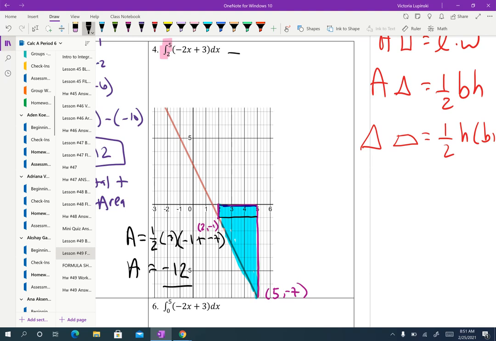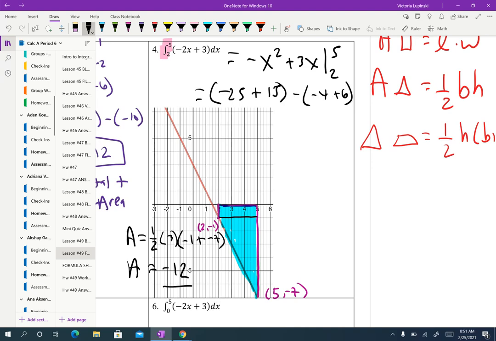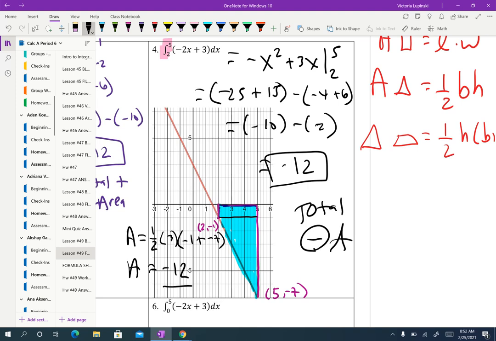If you go ahead and integrate, you're going to get the same value of -x² plus 3x. That will not change, but now you're evaluating from 2 to 5. So starting by plugging in 5, you're going to get -25 plus 15. Then always a minus, -4 plus 6. That's going to give you -10 minus 2. And -10 minus 2 is, of course, -12. The two answers should agree, and this is basically the total negative area.